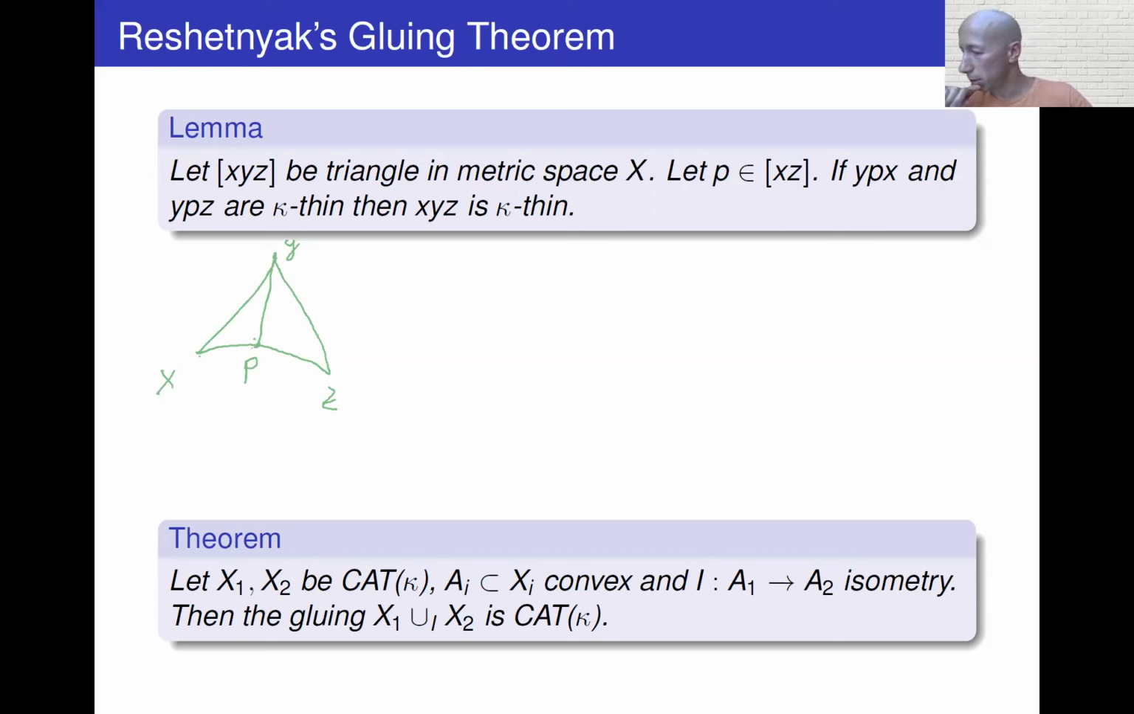The proof is very easy. Here we see Alexandrov's lemma for the first time. Maybe it's the most important time. We consider the comparison triangle of the small triangle, and we take another comparison triangle and put them together along the common side.